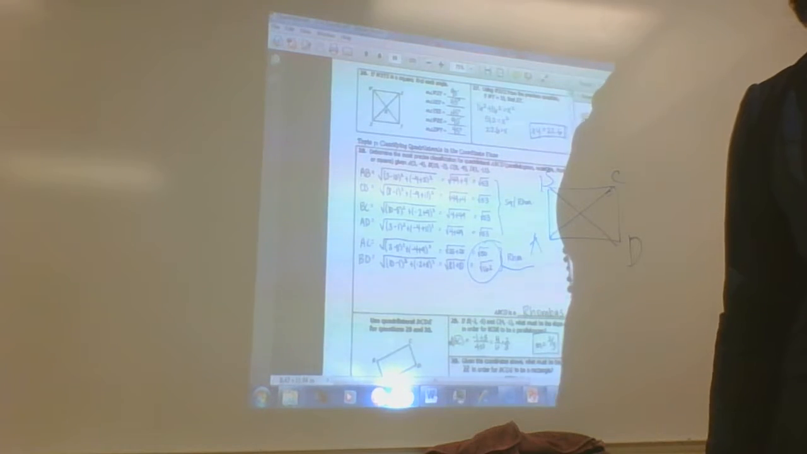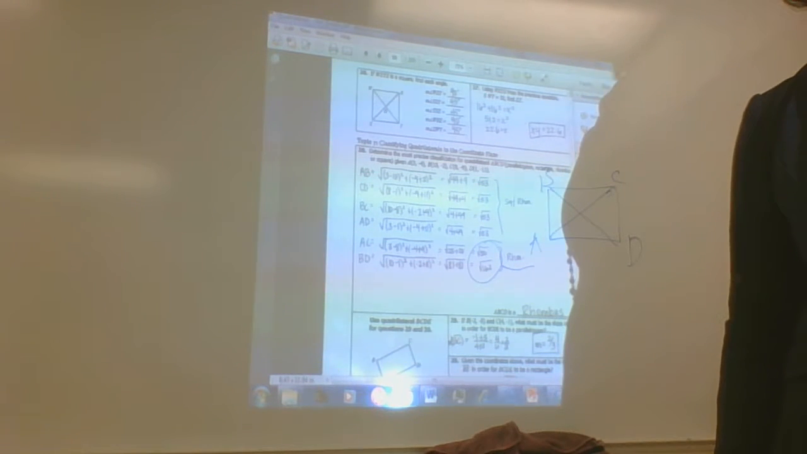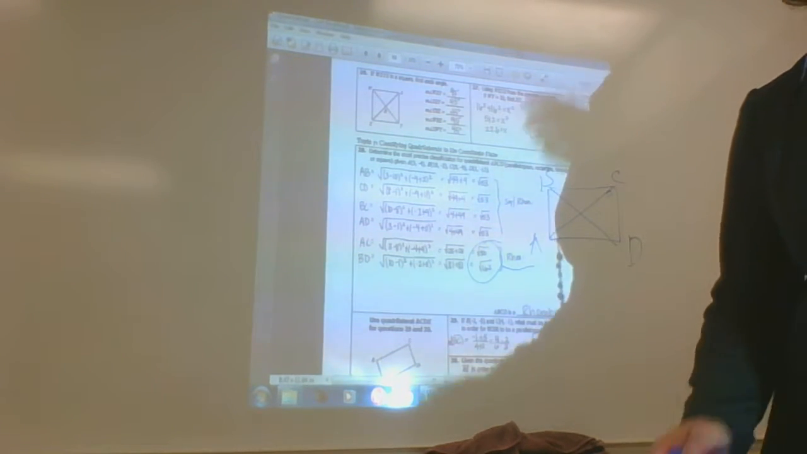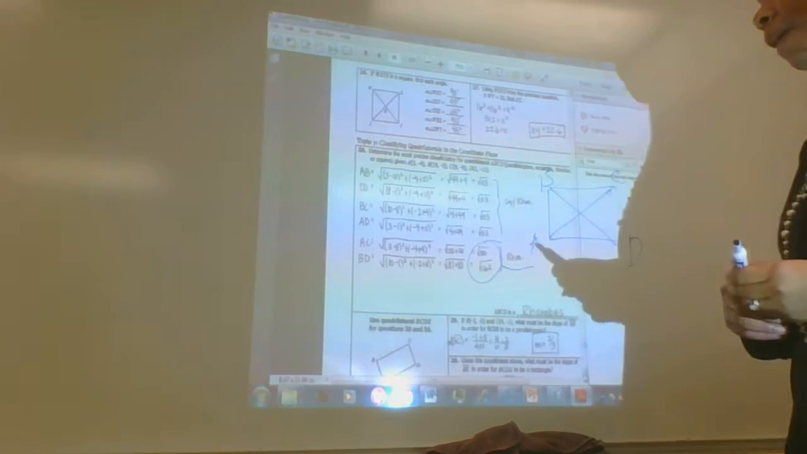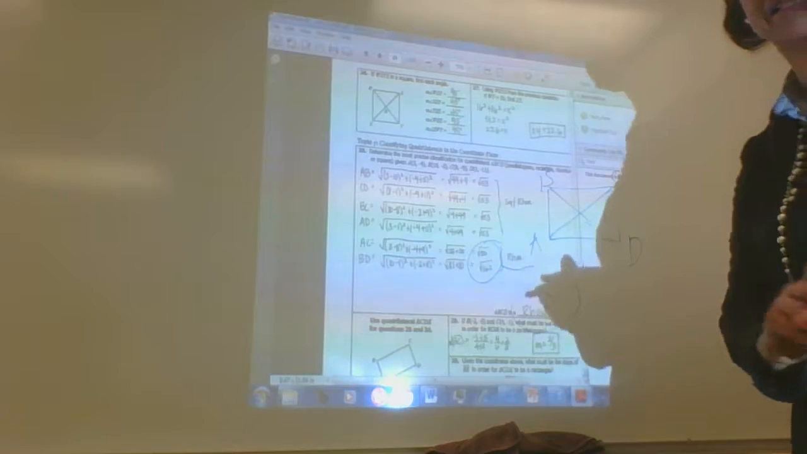A rhombus does not have congruent diagonals. Only one that has congruent diagonals, well, two of them do. Which ones are they? Square and a what? Rectangle. And also an isosceles trapezoid, right? Okay, questions on that? So this is a rhombus.